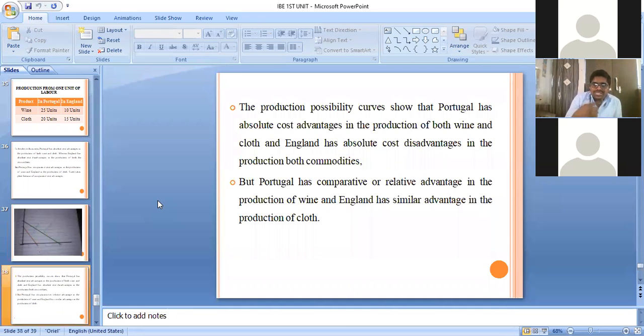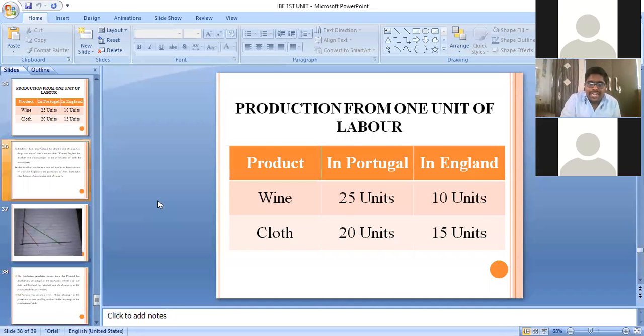This is a possibility curve; we say it should be drawn compulsorily. Just as I told, the production possibility curve shows that Portugal has an absolute cost advantage in both products. In the possibility curve, Portugal has absolute advantage in both, they are doing well in wine and cloth. England has disadvantages. When we see the comparative, Portugal is good in wine and England is famous for cloth. If we see the comparative, the trade can happen. So this was about the comparative theory.